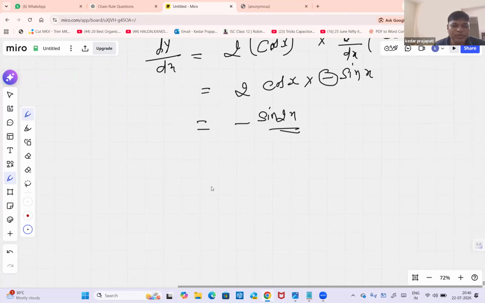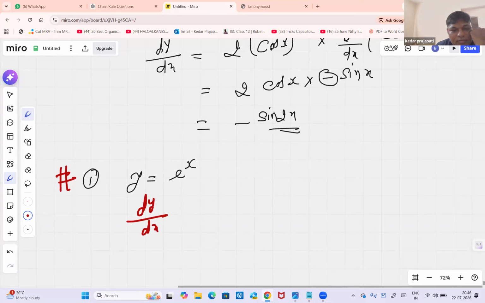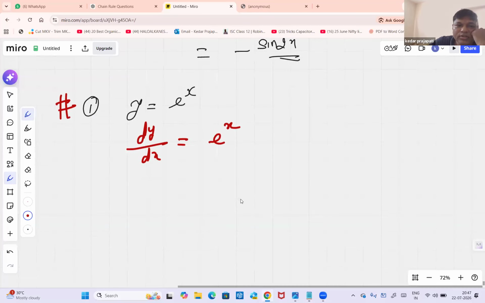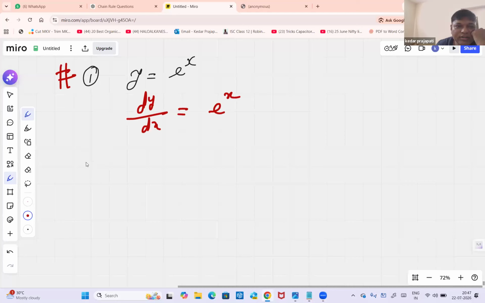So far sin and cos we have done and we are comfortable. There is another formula: y equal to e to power x. This is important. What will be its dy by dx? It is e power x. Now some other variant will come here.